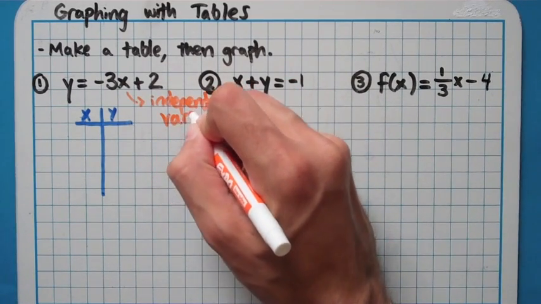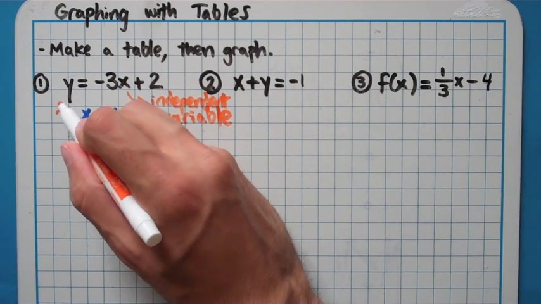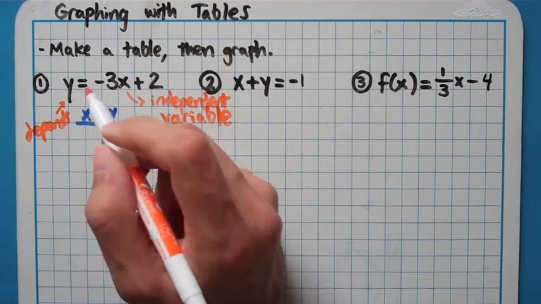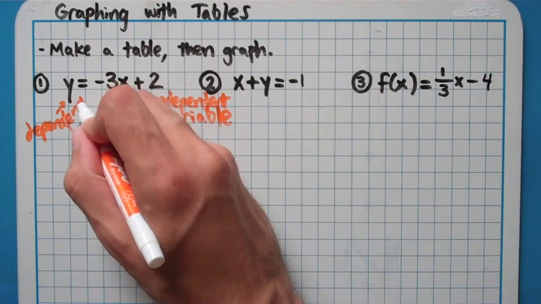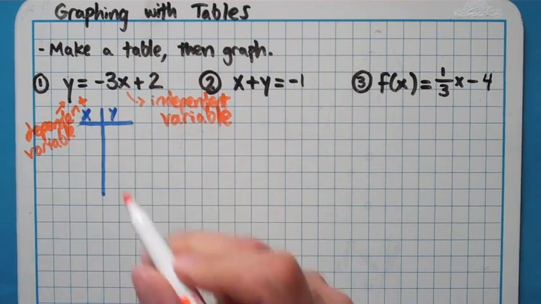The independent variable is typically denoted by x. It's the input variable because it's independent. You can do what you want with it and it's fine. The y is called your dependent variable because it depends on what you plug in. Oops, that should say dependent. It's the dependent variable because it depends on x.